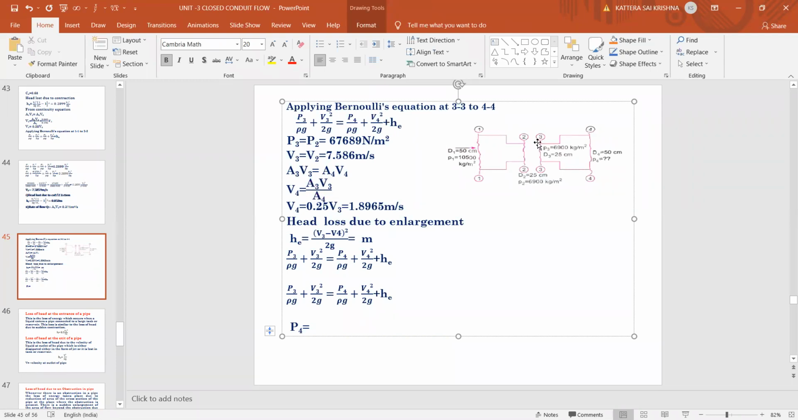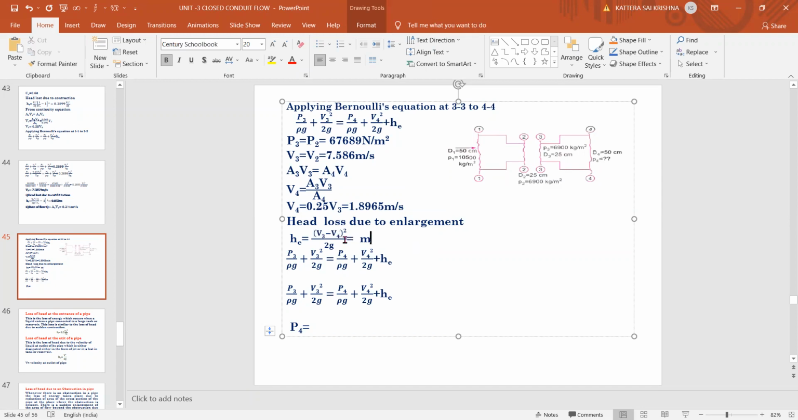So from this, if you solve again, A3 by A4. What is A3, the area with the smaller diameter? It is 0.04908 divided by 0.1963. If you do, again you get 0.25. That's why V4 equal to 0.25 times V3. Since we already have V3 here, if you substitute the value, you'll get the V4 value, that is 1.8965 meters per second. So now we can find HE directly since we have V3 and V4.